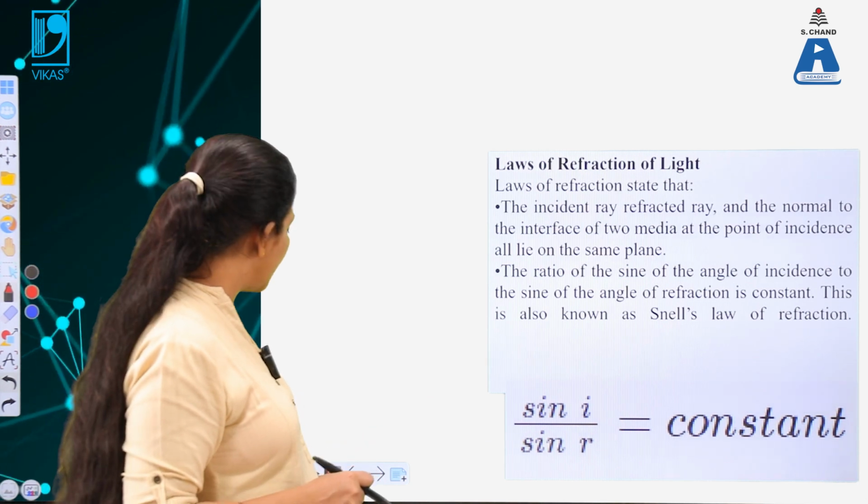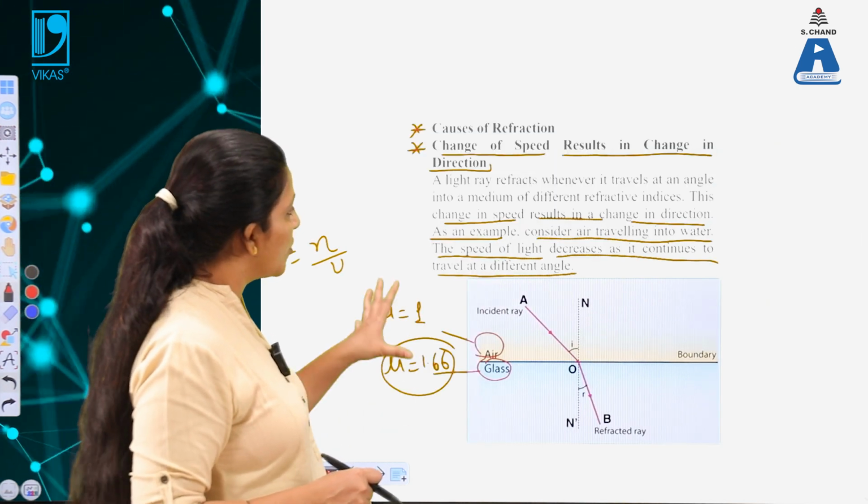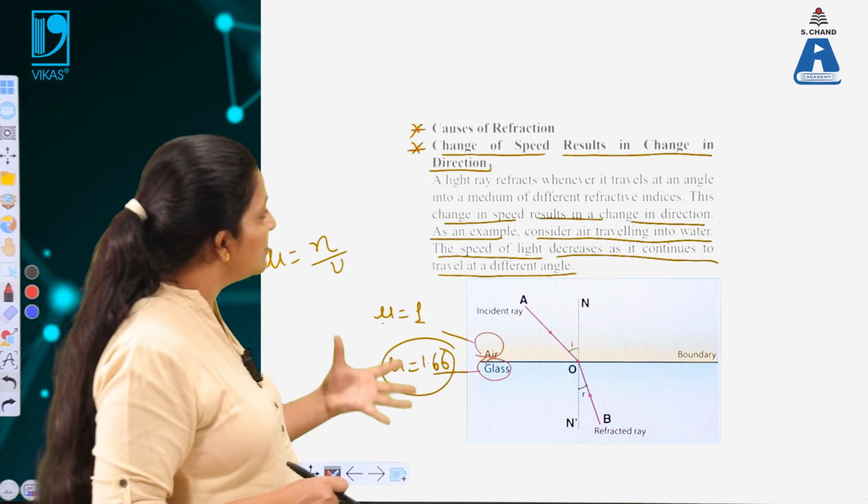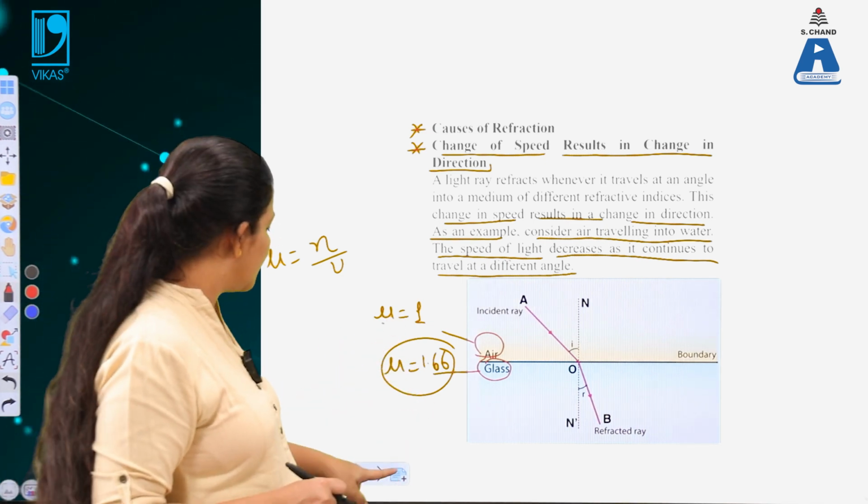So, refraction is possible due to the change in speed and the change in direction of the light waves. Now let us take a short break. Till now we understood the laws of refraction, how the light changes its path, its speed and direction when it travels from one media to another media.